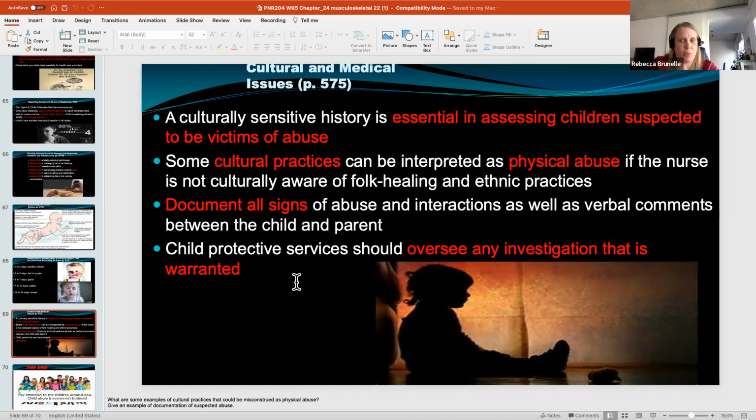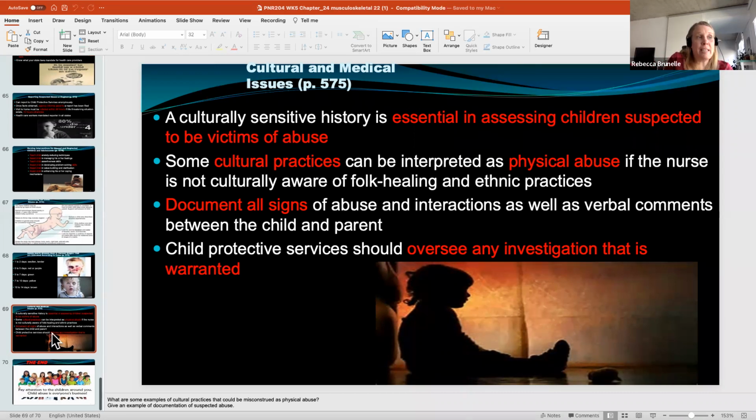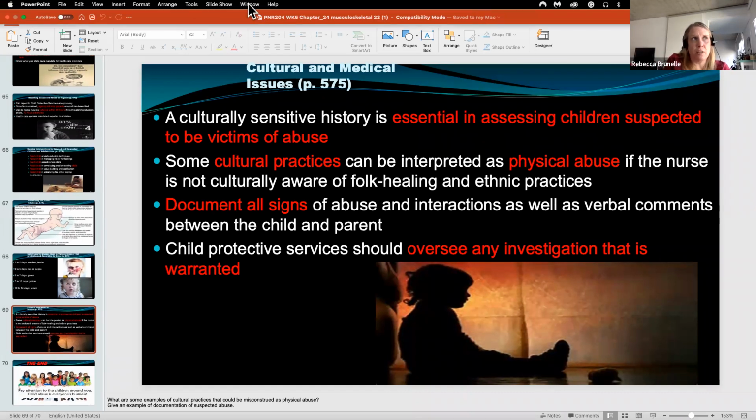So if you see something that doesn't look right, you need to consider child abuse, but then also ask them, what happened here? And there might be an explanation that has to do with their cultural preference that you would have never guessed. So that is the end of the musculoskeletal system. Does anyone have any questions about this?